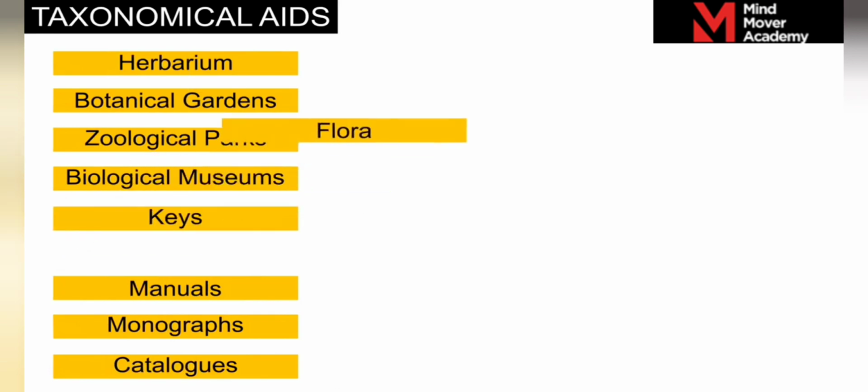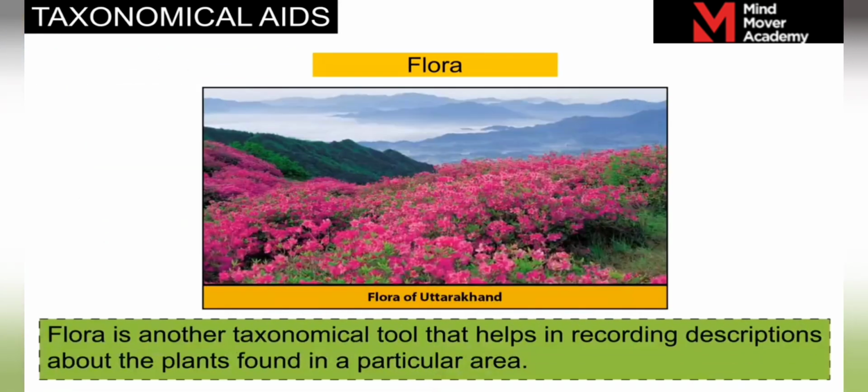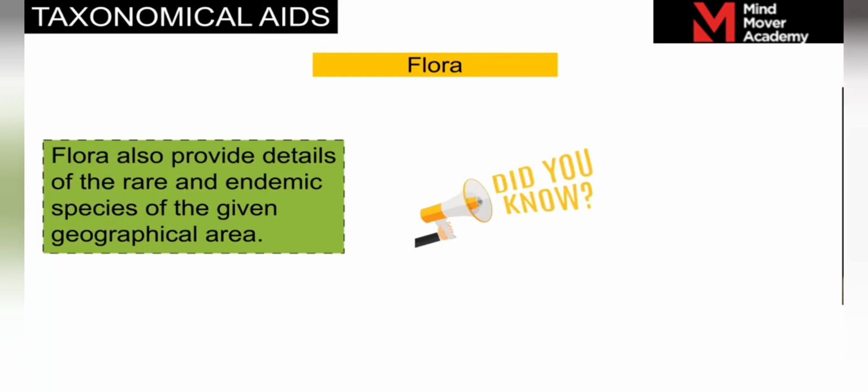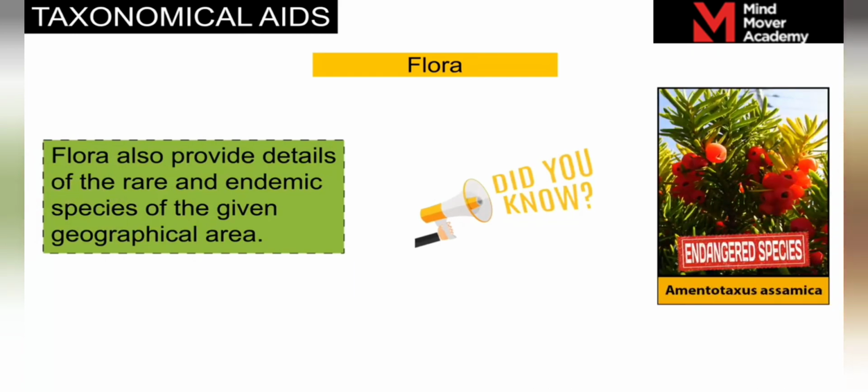Alright, so let's quickly talk about flora now, which is another taxonomical tool to help in recording descriptions about the plants found in a particular area. They contain a full account and distribution of plants in a given area. Did you know they also provide details about the rare and endemic species of that given geographical area?